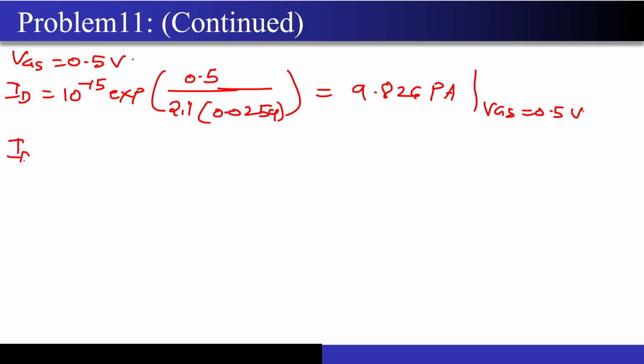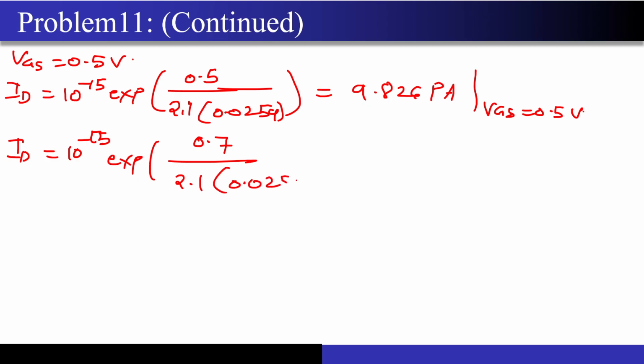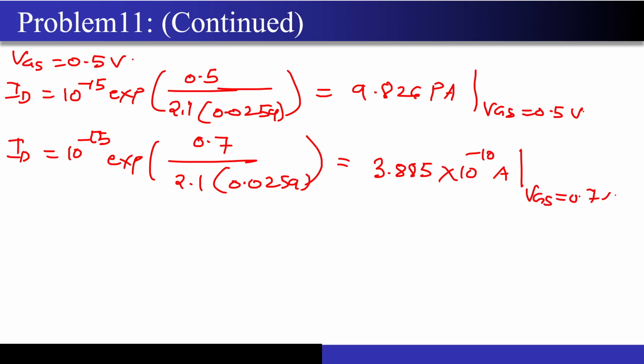Now if I calculate similarly for another voltage, let's say 0.7 volts, let me substitute 0.7 over here, 2.1 and your KT by Q value. Now this value will jump to around 3.885 into 10 to the power minus 10 amperes, and this is when your VGS has been increased to 0.7 volts. Now they are asking us to calculate the total current. This is only for a single transistor.